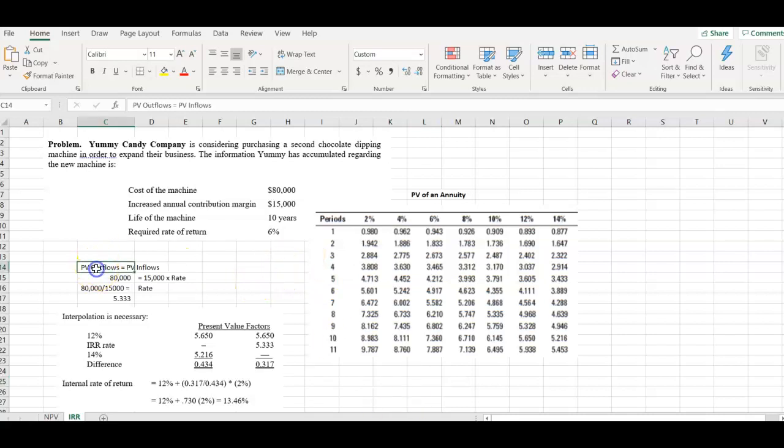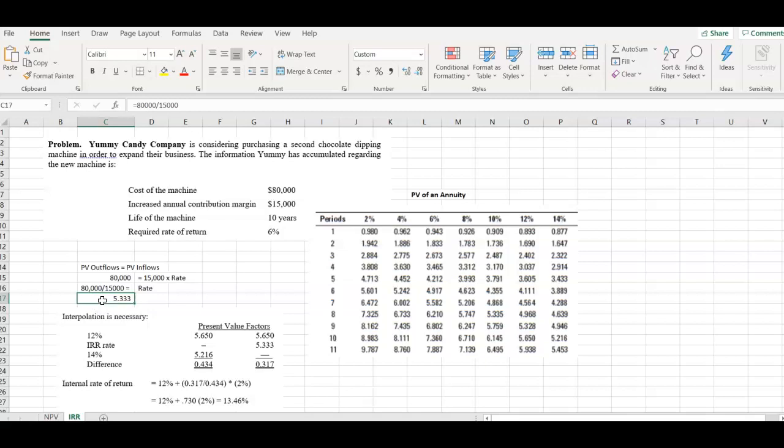So the key here is to set the present value of the inflows equal to the present value of the outflows, or vice versa. So present value out equals present value in. Now the present value of the outflow is $80,000, because it's $80,000 today. That's what it's worth. The inflows are worth $15,000 a year times our rate from the table. So I'll take 80,000 divided by 15,000, which gives me my rate, and my rate is 5.333.